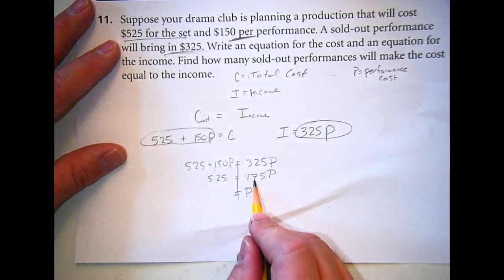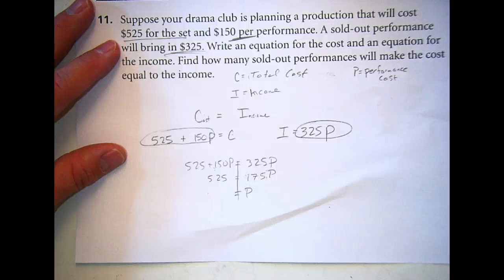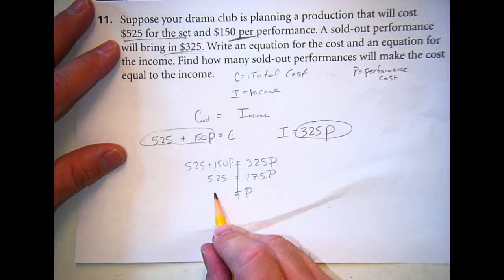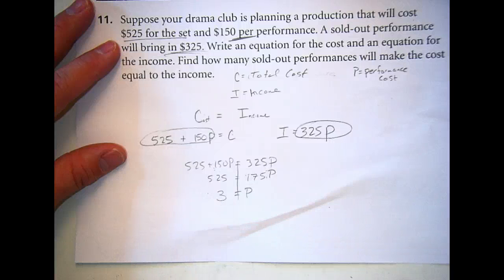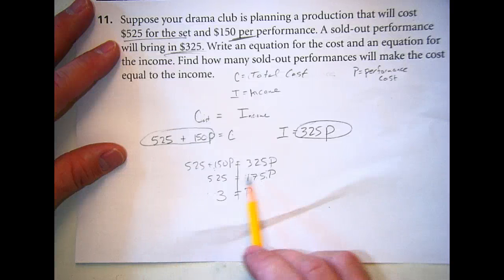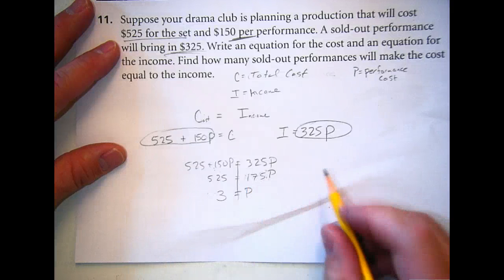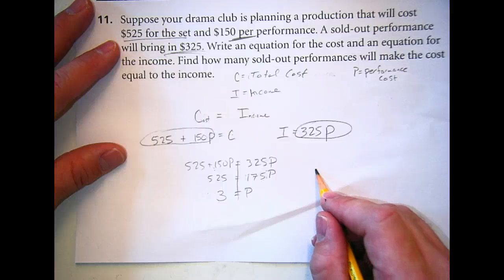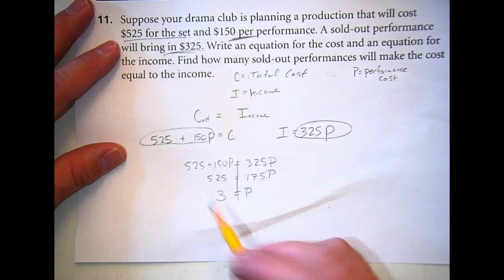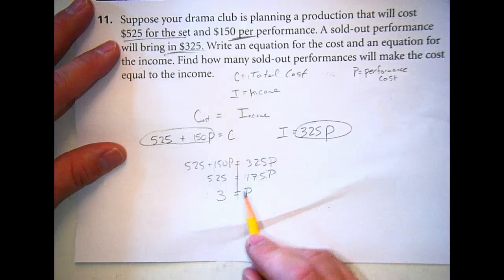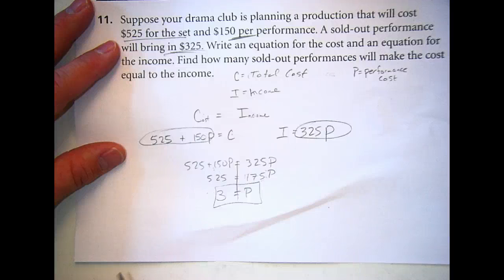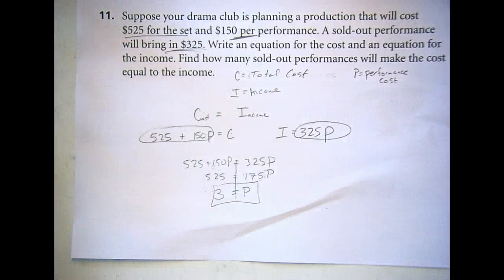It's like 2.1 or 3. Yeah, 3. 175 and 175 is 350. Okay, so it looks like we need 3 performances. So if you do 4 performances, do you make money? Yeah. If you do 2 performances, do you make money? No.